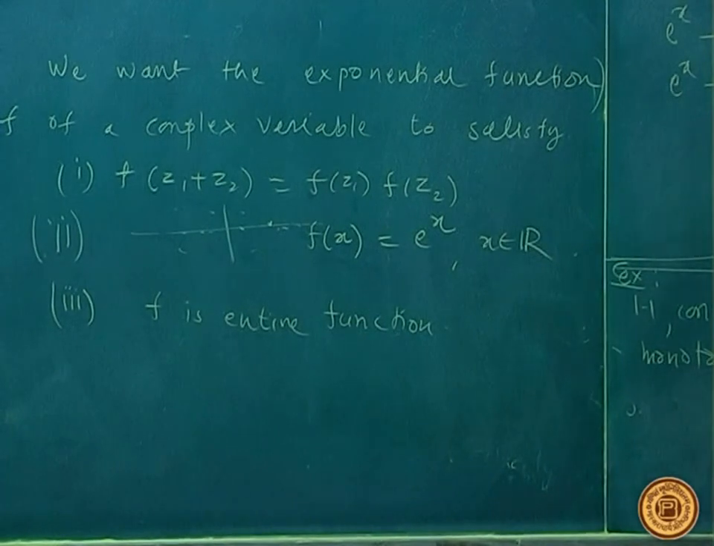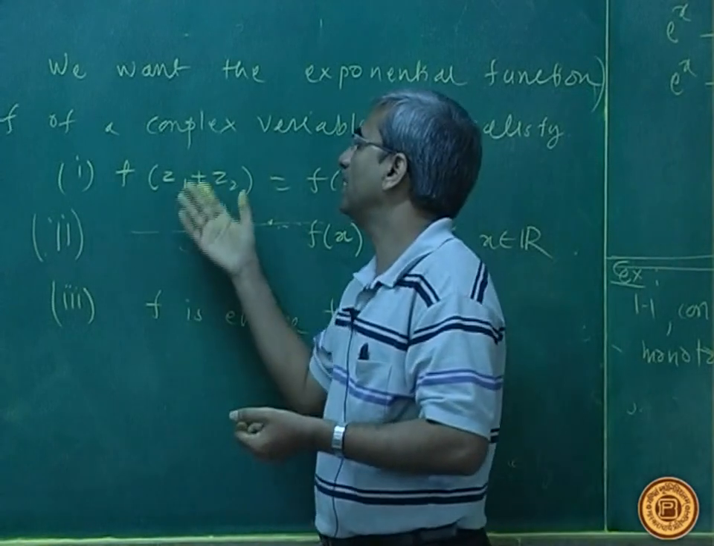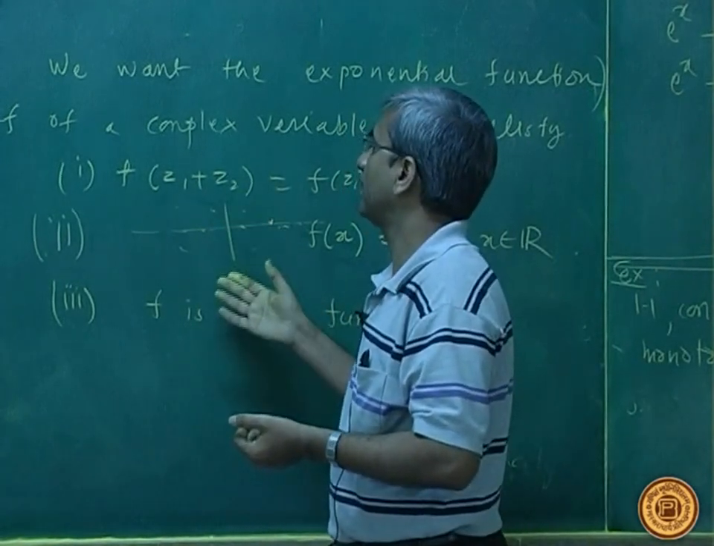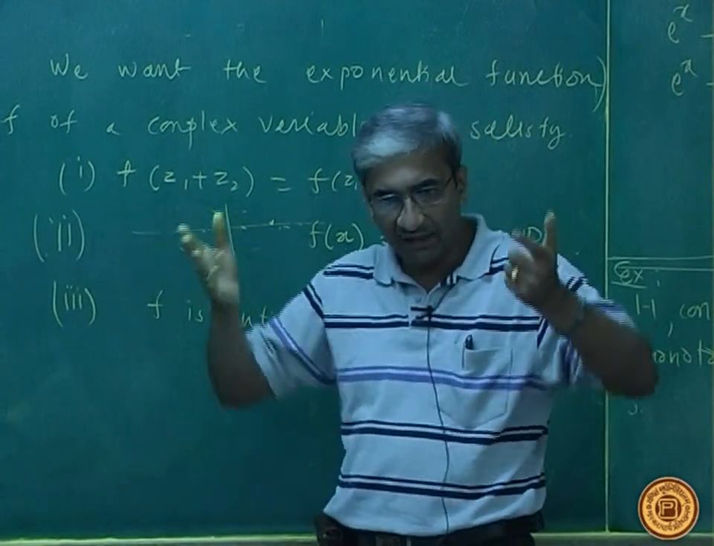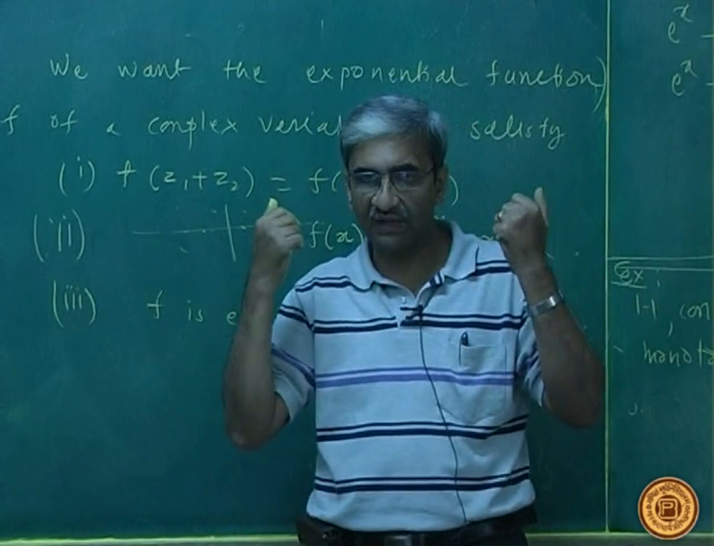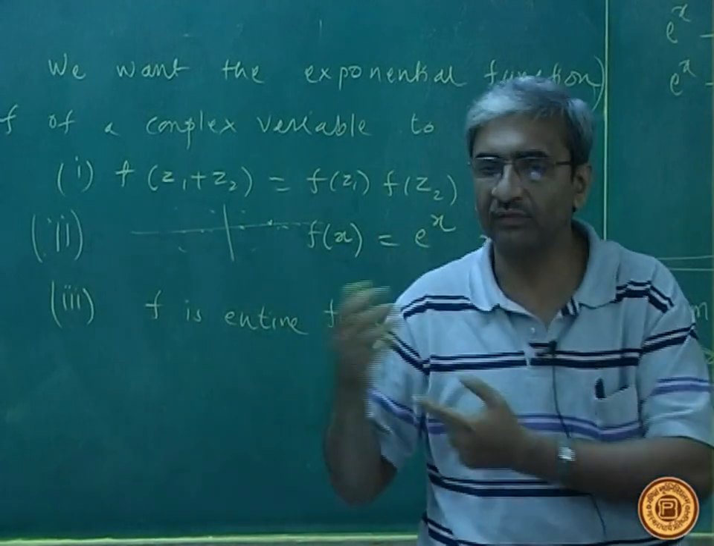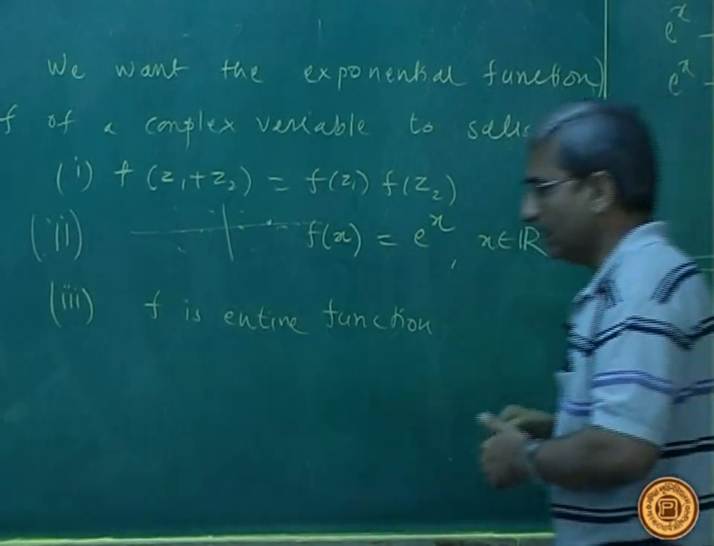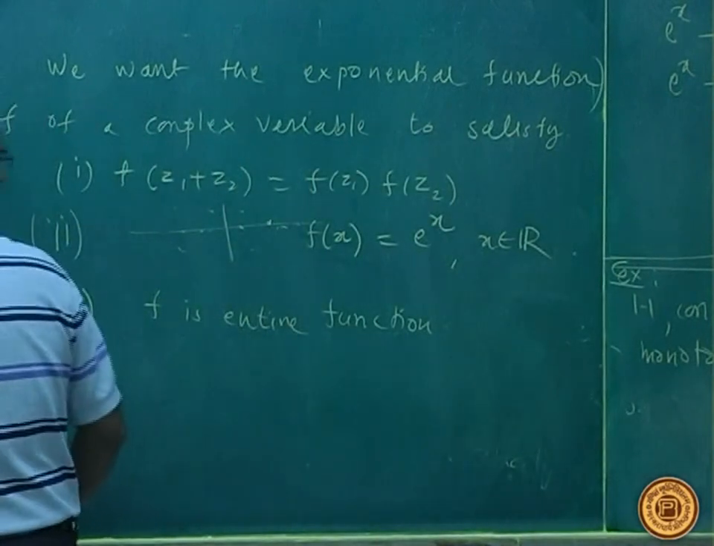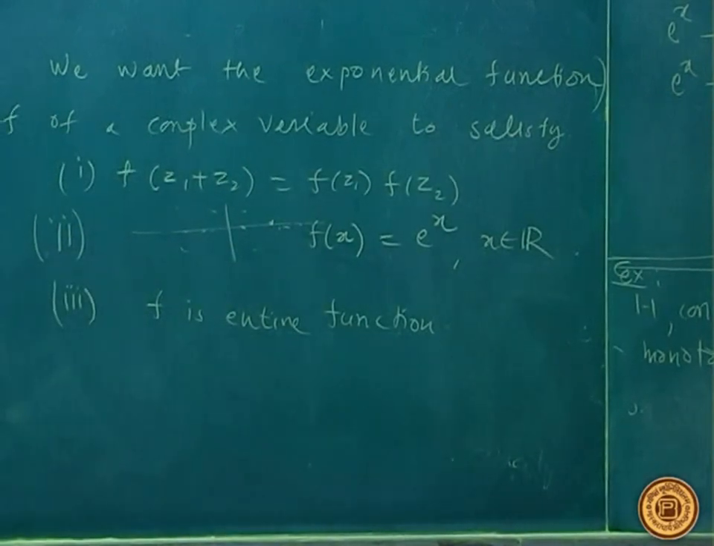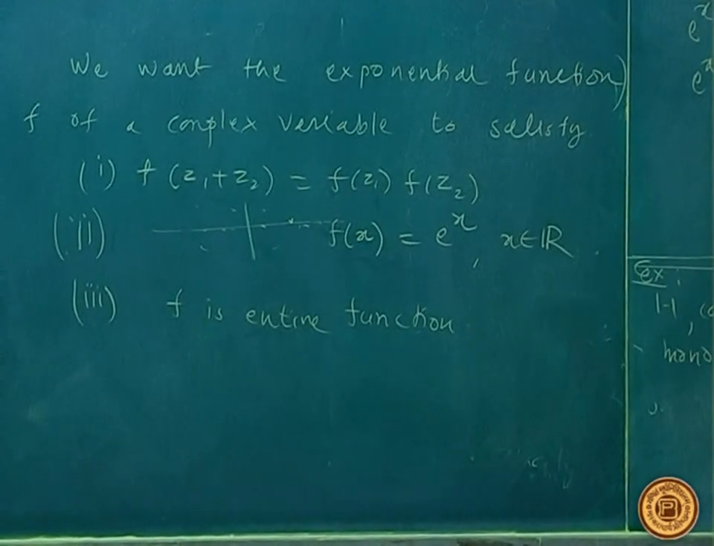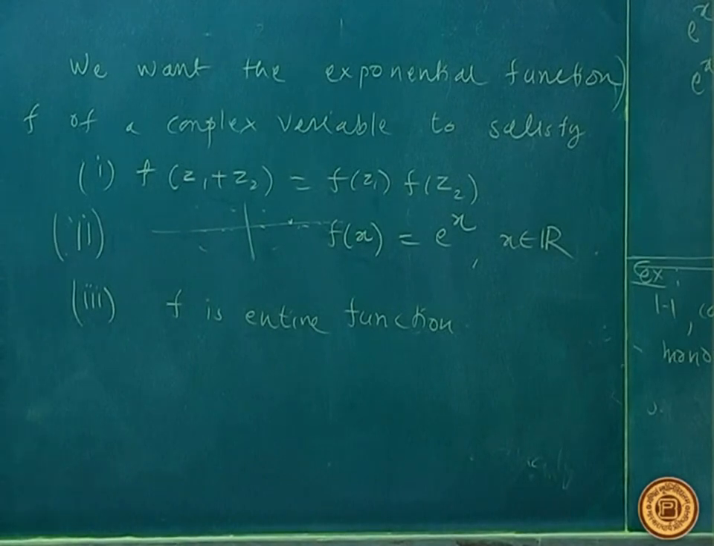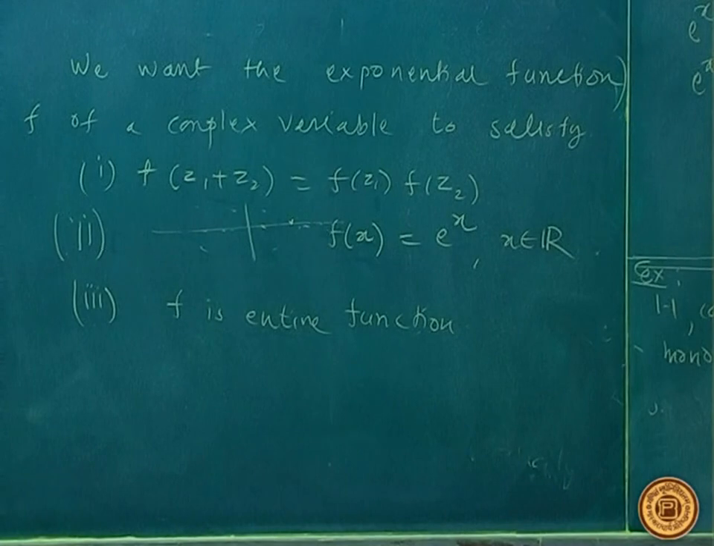Now we will see that if my demand is these three properties from a function, then only one function will result, and that has to be the definition. So the definition will naturally follow from these three properties. Let us see how. So let's start with the properties. Let us consider z.